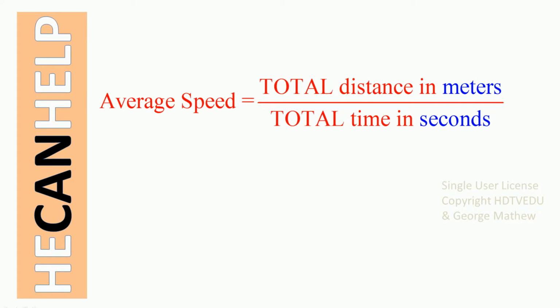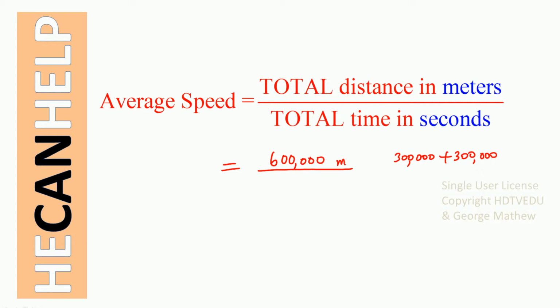So average speed is total distance in meters divided by total time in seconds. Total distance you already know, 600,000, correct? 600,000 is from Cincinnati to Chicago. So it's basically 300,000 plus 300,000. From Cincinnati to Lafayette, 300,000. And from Lafayette to Chicago, 300,000, because Lafayette is in the middle. So total distance is 600,000 meters.